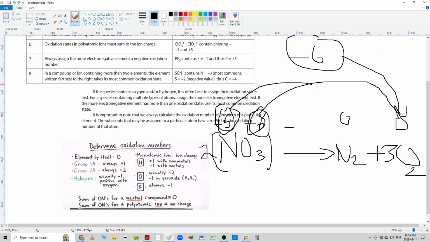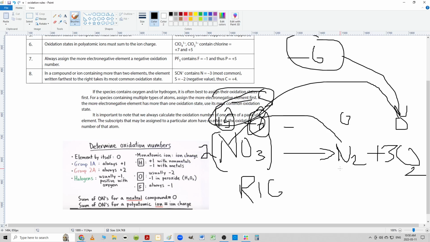Nitrogen went from a +5 to 0. One way to remember this is the charge went from a bigger charge to a smaller charge. It reduced. The charge reduced. But another way to think about it is the only way I can go from +5 to 0 is if I gained 5 electrons to balance that +5 to 0. RIG. Reduction is gaining electrons. That means nitrogen is reduced in this equation.